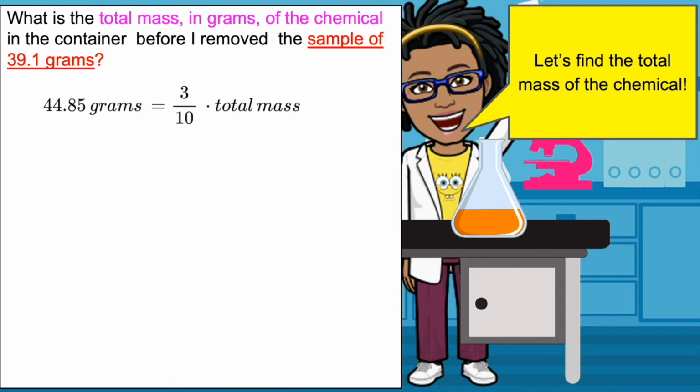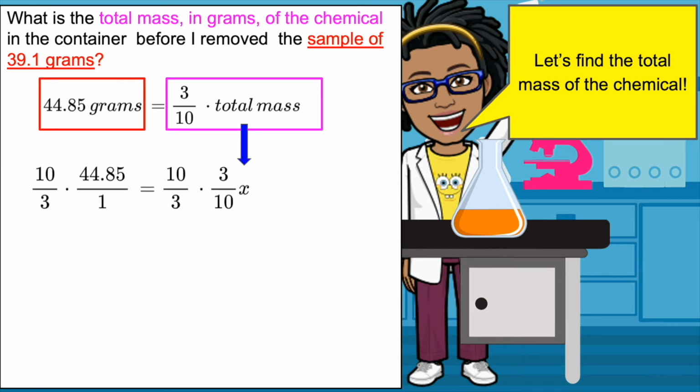And that's before I remove the sample of 39 1/10 grams. So I have my equation, and I'm going to use the multiplicative inverse to cancel out my 3/10. If you notice, I multiplied by the reciprocal on both sides of the equation to keep the equation balanced. And I've isolated that total mass because that's what I'm looking for. I still have fractions on the left side of my equation. So I'm going to try to reduce those fractions by a common factor.